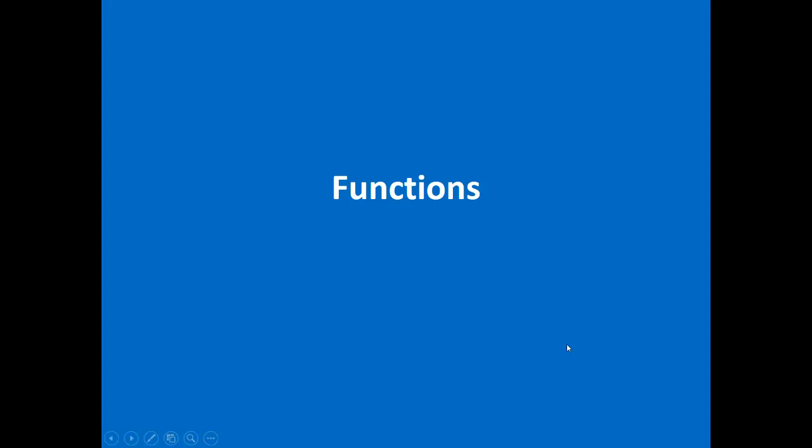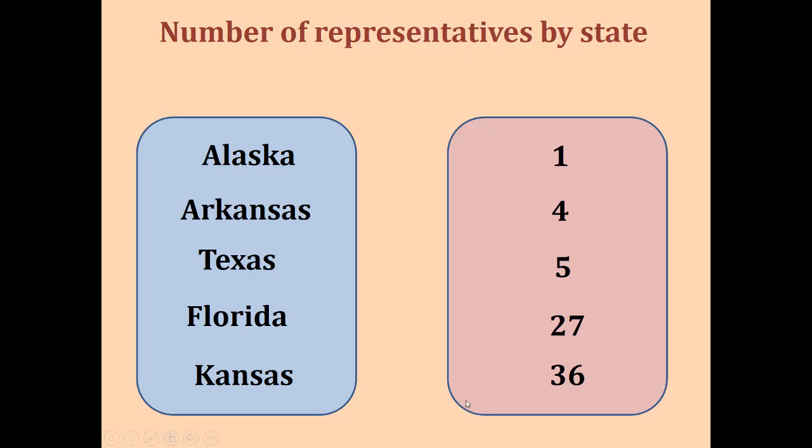So here we want to try to get a grasp on what functions are. And the easiest way to do that is to look at some examples of things. A function is anything where we have two groups. You see here some names and some numbers, and there's a relationship between the two groups.